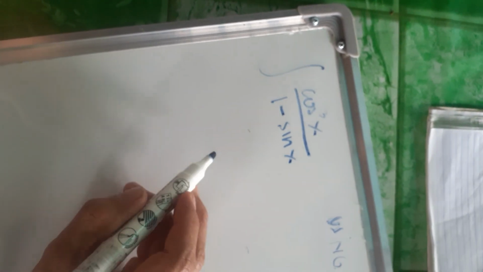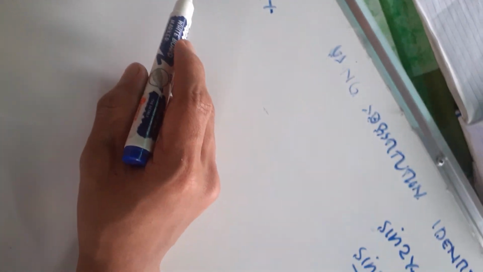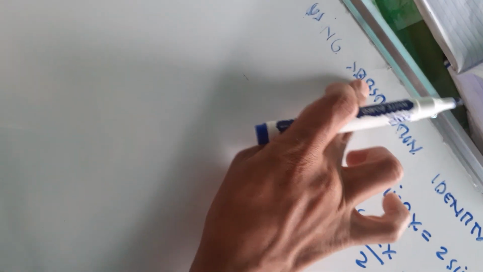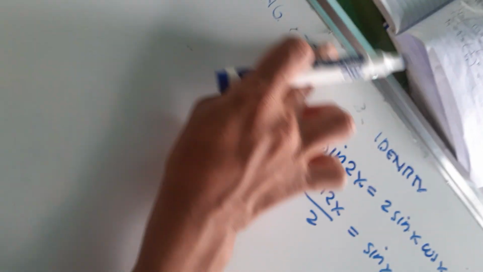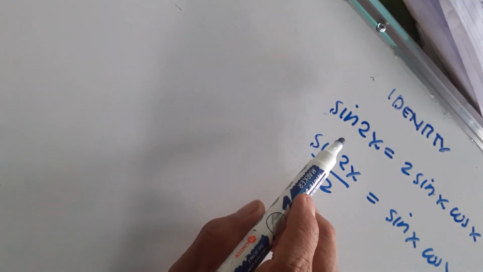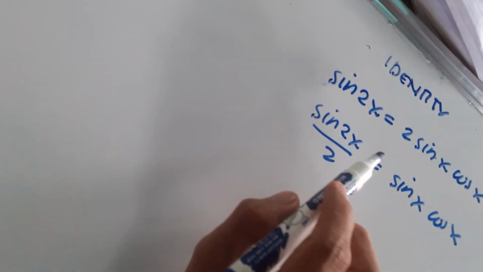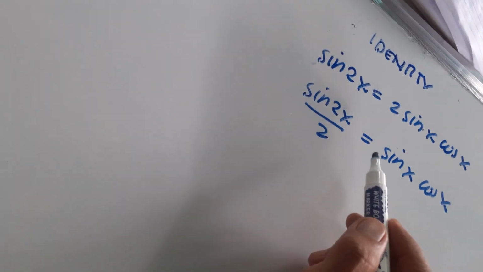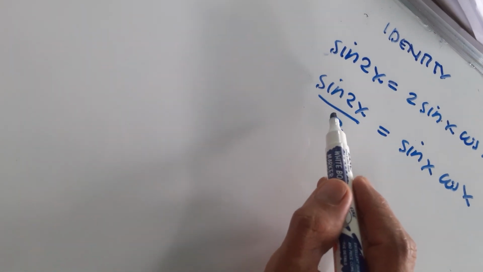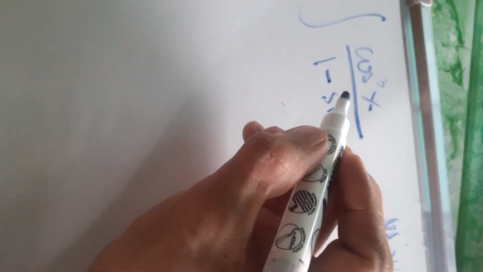We have to solve this integral using not substitution but rather an identity. The identity is sine 2x is equal to 2 sine x cos x, or simply we can divide this by 2 to get this term right here. So we will use sine 2x over 2, and we will solve this one, sine x cos cubed x.